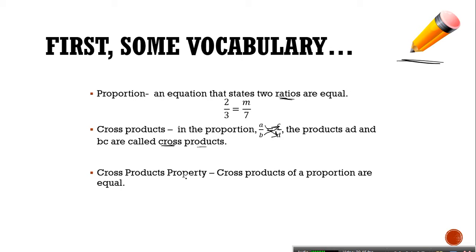Now, the cross products property says that the cross products of a proportion are equal. So I could say AD equals BC. Miss Marsh can't do her letters today. So I know that A times D equals B times C. We're going to use that a lot in this video today.